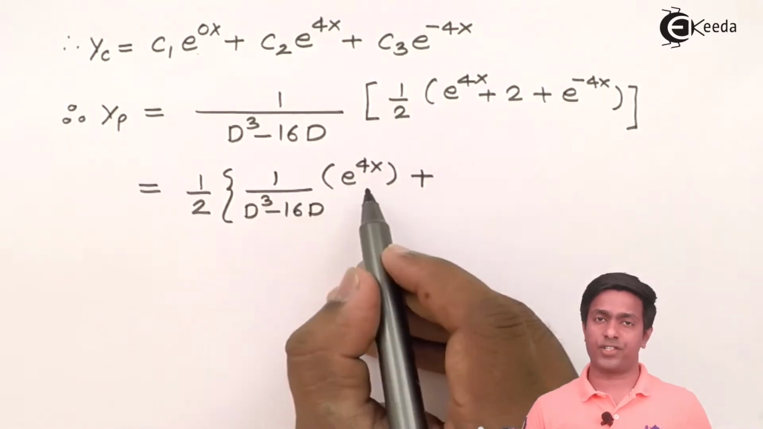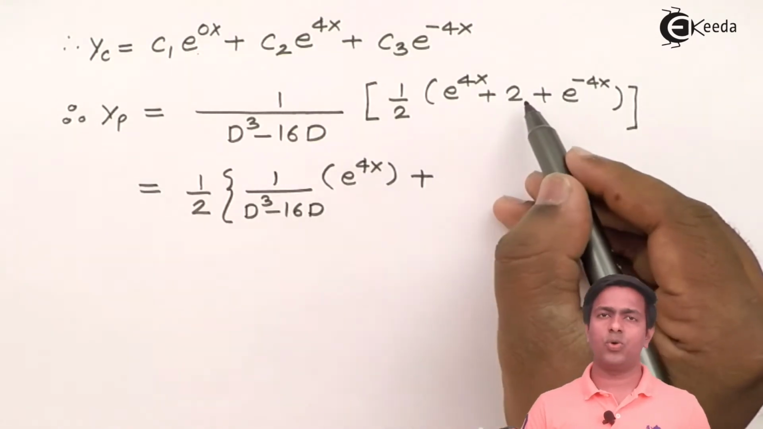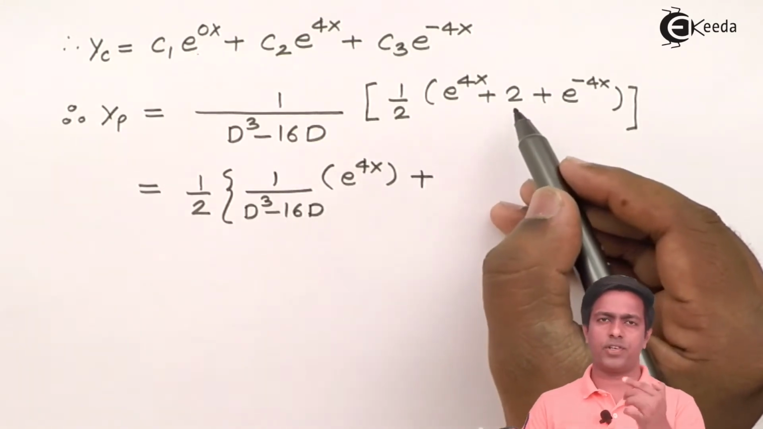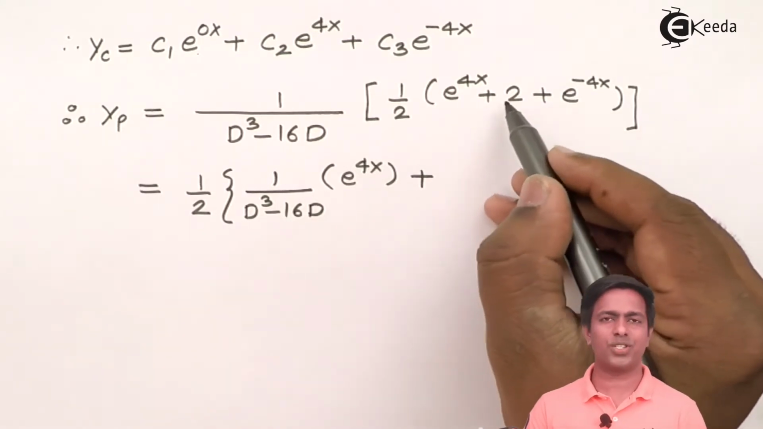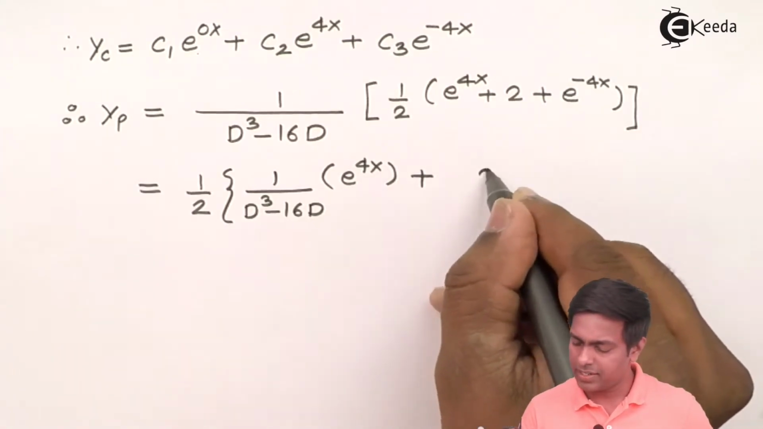so this is on the first term. Now in the second term we have 2. So I'll write e to the power 0x with that, because e to the power 0x is also equal to 1. So 1 into 2 is 2. So 2 will remain as it is.